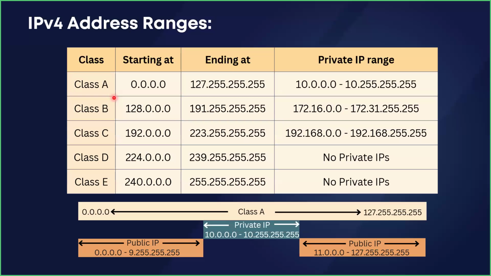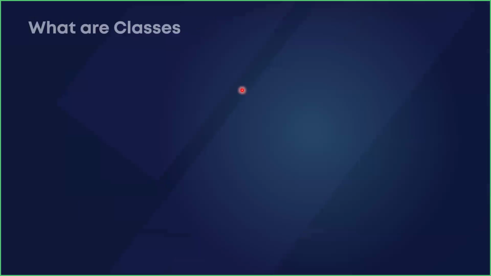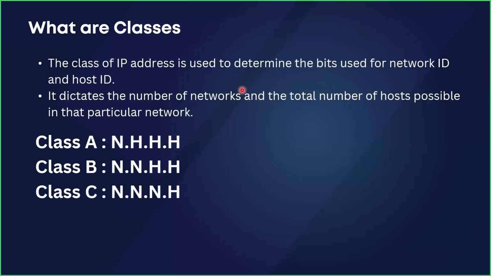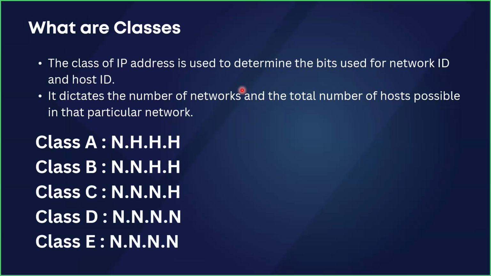So firstly, each of these classes, guys, has a unique network and host portion. Class A has 1 network portion and 3 host portions. Class B has 2 network portions and 2 host portions. Class C has 3 network portions and 1 host portion. Class D and Class E have all network portions itself, no host portions in them.